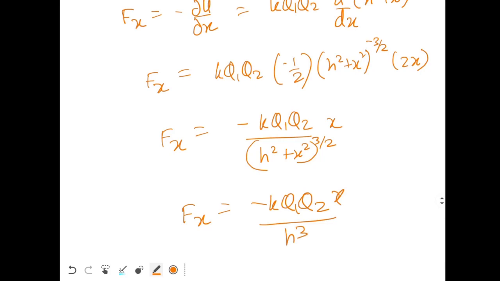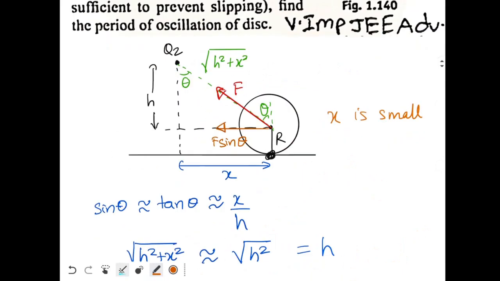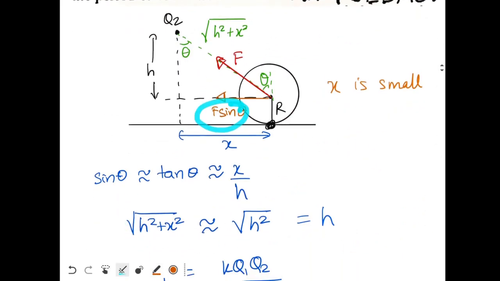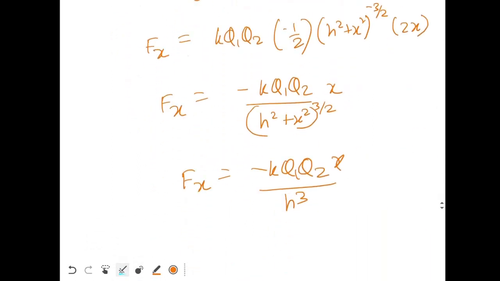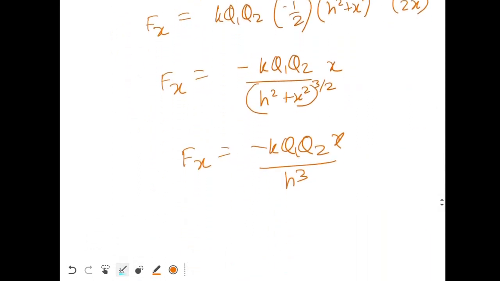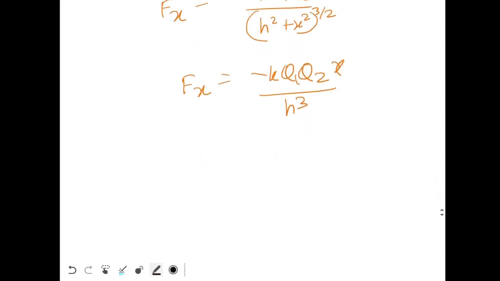So this Fx is nothing but F sine theta that we already calculated. Okay, this is F sine theta. And then again we follow the same method 1 and we can find the time period. So this was your method number 2. Now we will come to method number 3. For method number 3 we will be using energy.